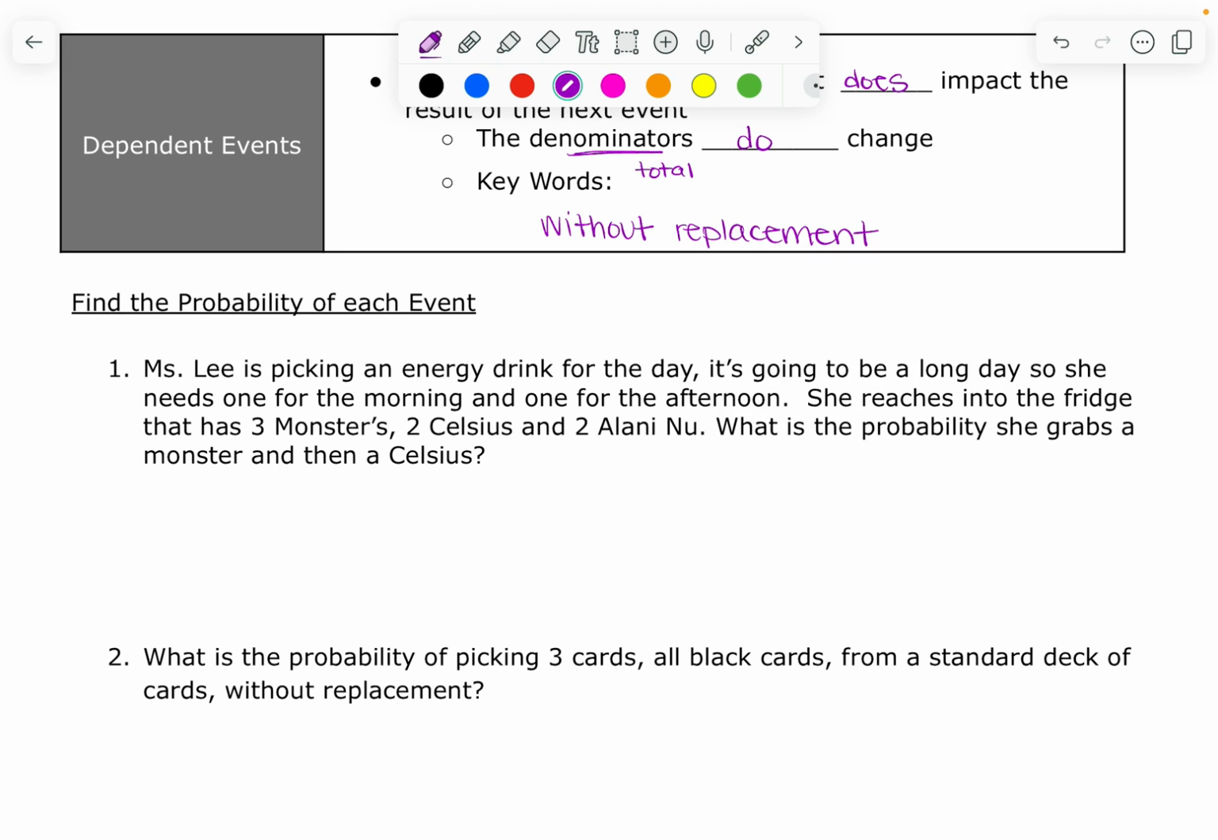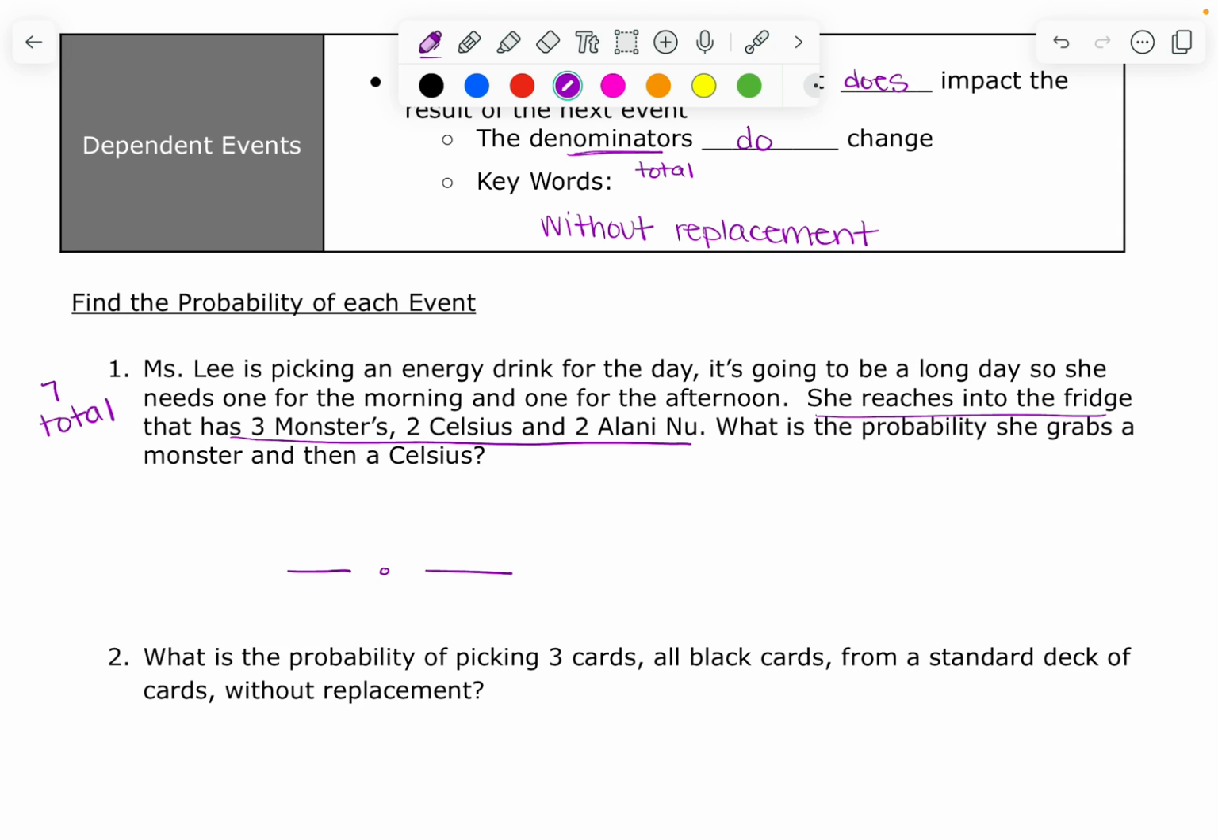Okay, so I see this statement here. She reaches into the fridge that has 3 Monsters, 2 Celsius, and 2 Alani Nu. And what that tells me is the total right away. In that fridge right now, I have 7 total. Okay. She needs one for the morning and one for the afternoon, so she needs 2 energy drinks. And we're going to assume that she's going to drink the one in the morning and then drink the one in the afternoon. So she's not going to pick it up and put it back into the fridge. She's going to pick it up and drink it, and then she's going to go back in later.